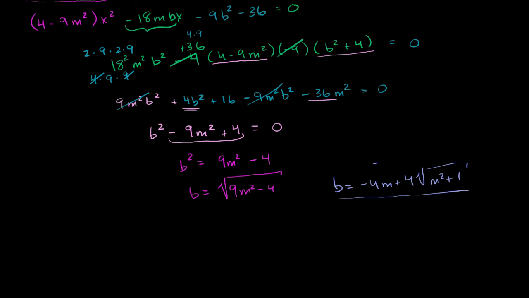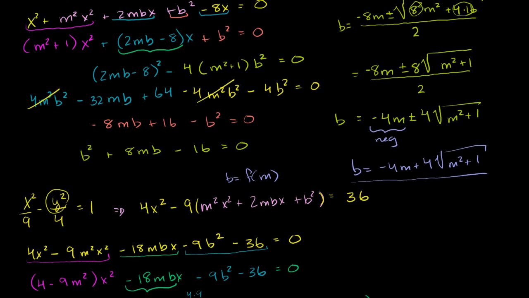We're in the home stretch. We figured out a constraint on b in terms of m for that line that's tangent to both the circle and the hyperbola. I want to make one clarification here. In the last video, I took the principal root when I took the square root, and that's because I want the y-intercept to be positive.